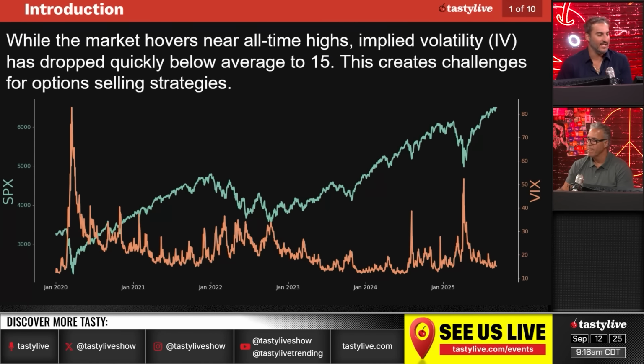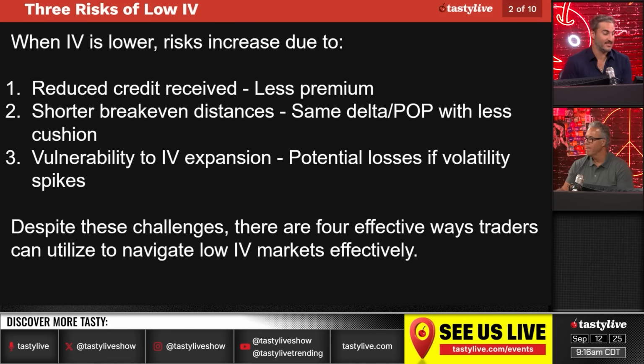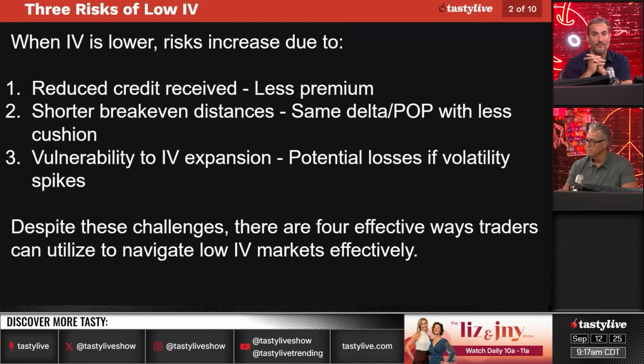When IV is lower, risk increases due to having less credit received. You obviously have less premium for anything you're selling. Shorter break-even distance, so you're getting closer to at the money. Those deltas are closer at the money relative to when you have high volatility, when those become further out of the money. So you have less cushion for the stock to move. Vulnerability to IV expansion: when volatility gets low, it has a tendency to cluster and stay low, and then you have that pop in volatility. So you have potential volatility expansion risk when volatility is this low or near the lows.